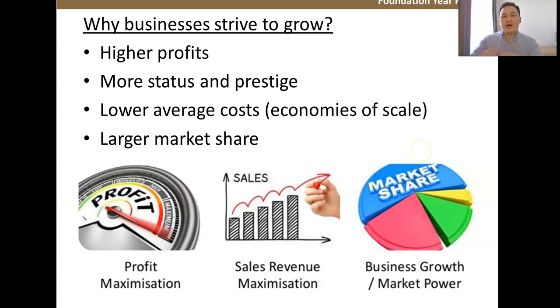Another reason is larger market share. If you are a big company, it's difficult to beat you. If you're a small company, it's relatively easy to beat you, let's say to buy you. We're going to talk about acquisitions and mergers in a few minutes. But if you're a very small company, then you are at risk of being beaten by larger companies, because larger companies can always benefit from the economies of scale.